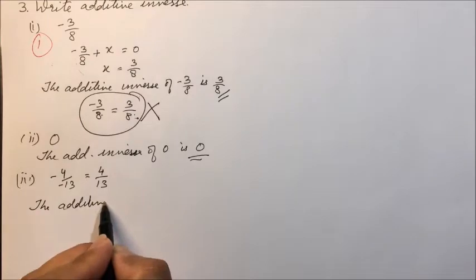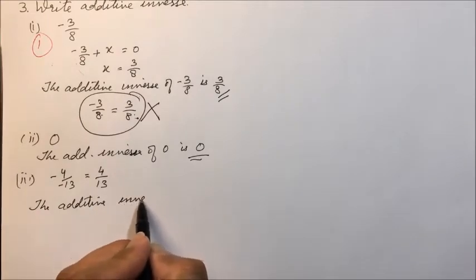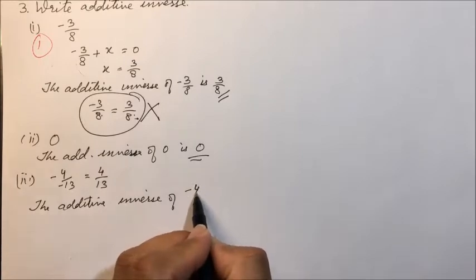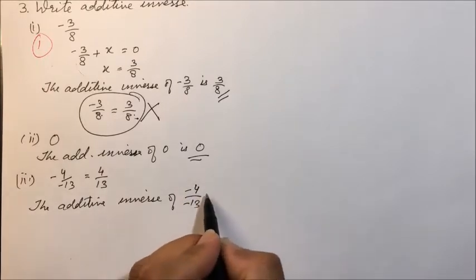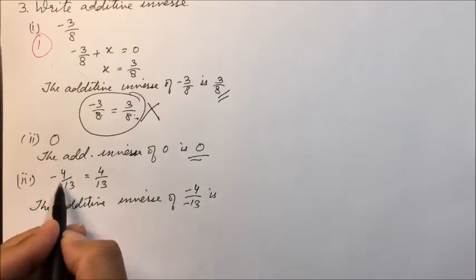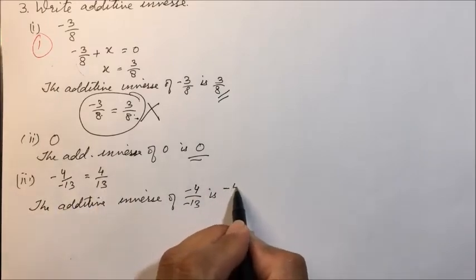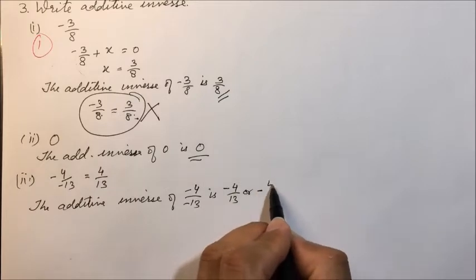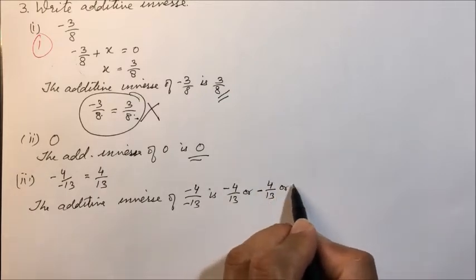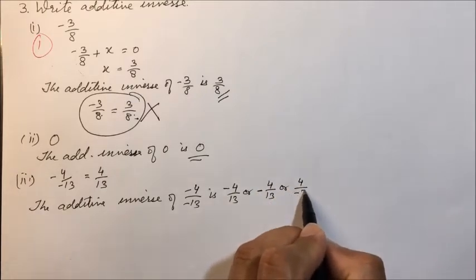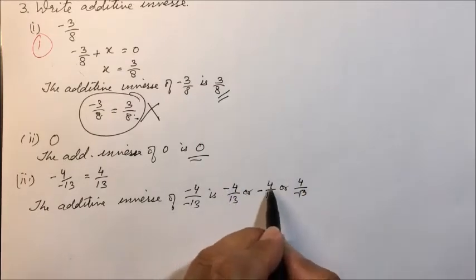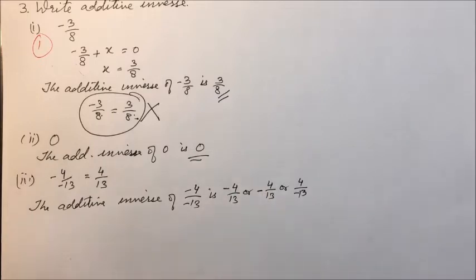The additive inverse of minus 4 upon 13, minus 4 upon minus 13 is, put a minus sign, that is minus 4 upon 13. You can write this number, or minus of 4 upon 13 you can write, or 4 upon minus 13 as well you can write. These three are correct. This is the standard form. You can write in these two forms.